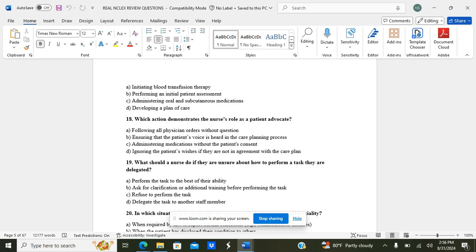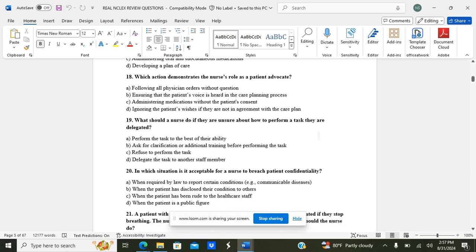B says ensuring that the patient's voice is heard in the care planning process. You also need to follow what the patient says. Okay? All right. For example, A, following all physician orders without question. No, you know you cannot do that. Therefore, B is the answer.